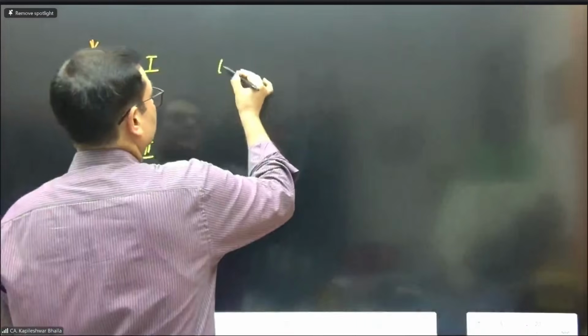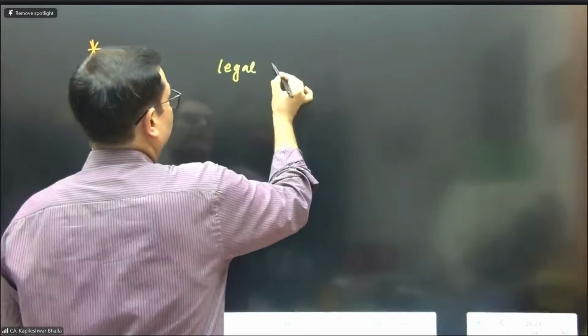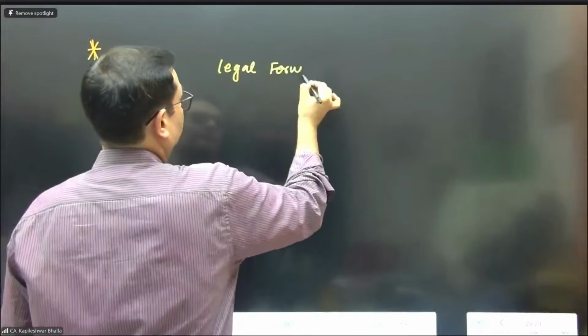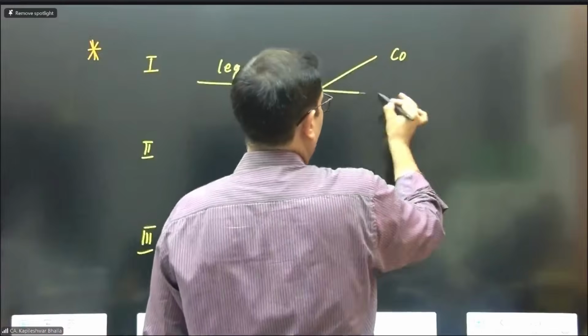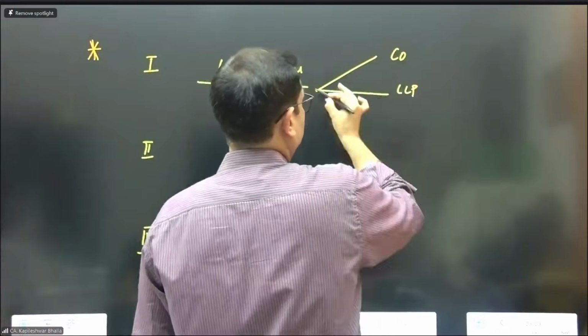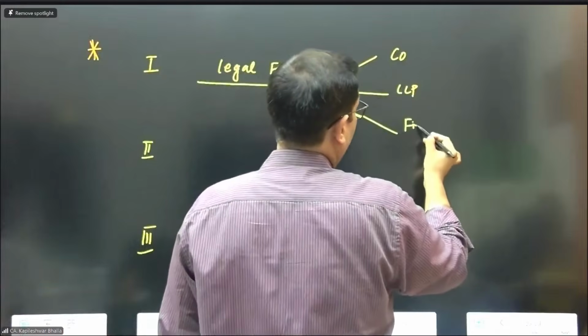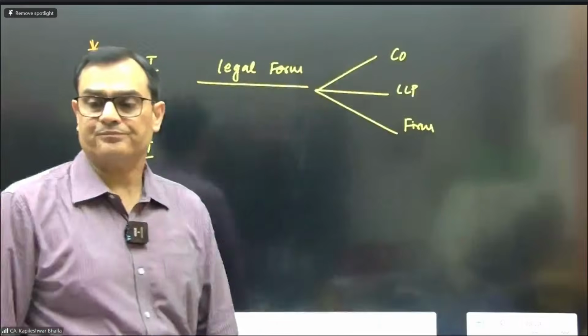Is it created as a company? Is it created as a firm? Or is it created as an LLP? You need to basically consider the legal form of that vehicle. So your focus in step number one is to look at the legal form. When you say legal form, you can structure it as a company, as an LLP, or like a normal partnership firm.